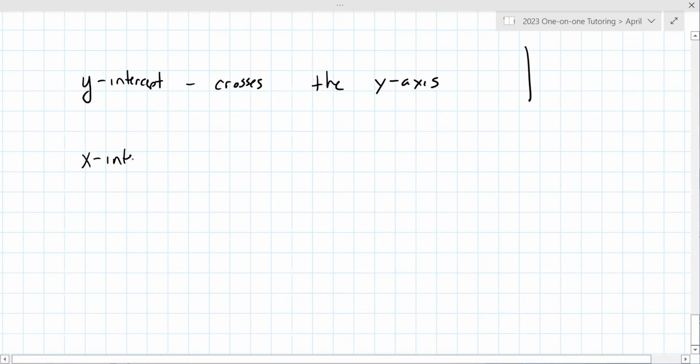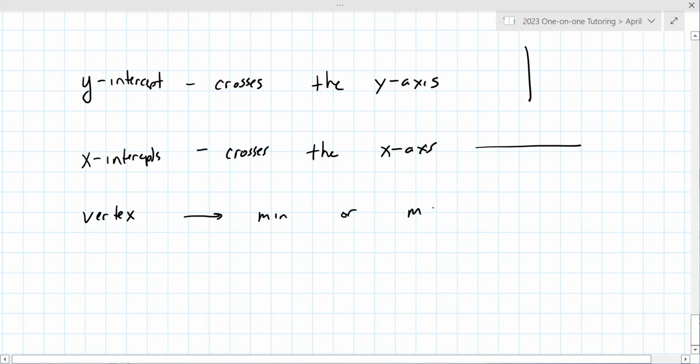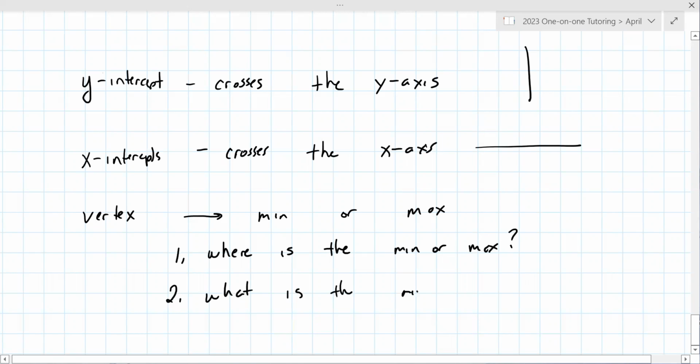Some, but not all, have x-intercepts. This is where it crosses the x-axis. All the parabolas will have a vertex. It's either the min or the max. And there's two questions that you could be asked. I could ask you, where is the min or the max? And then I could ask you, what is the min or max?